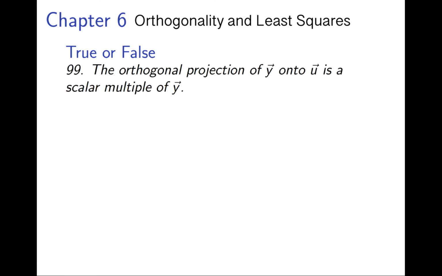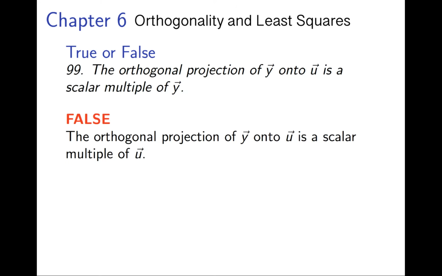Number 99. The orthogonal projection of y onto u is a scalar multiple of y. This is false. The orthogonal projection of y onto u is a scalar multiple of u. And this should be immediately obvious when you look at the formula for the orthogonal projection of y onto u. It's a scalar times u.